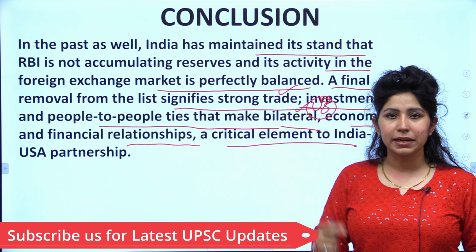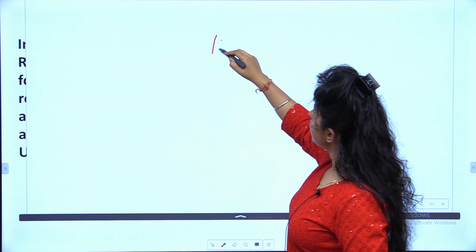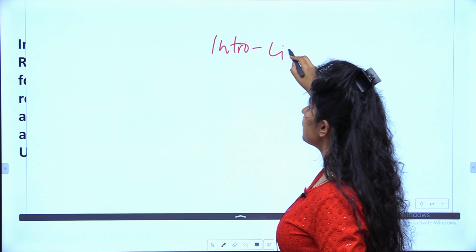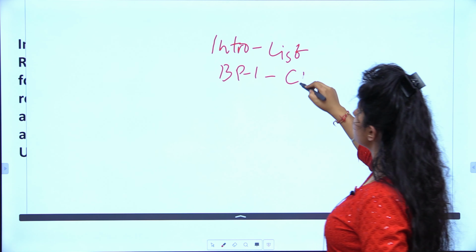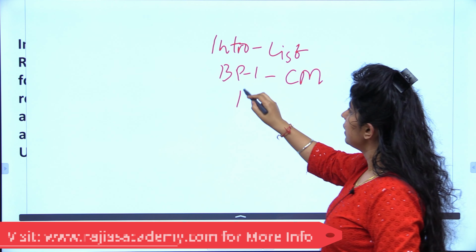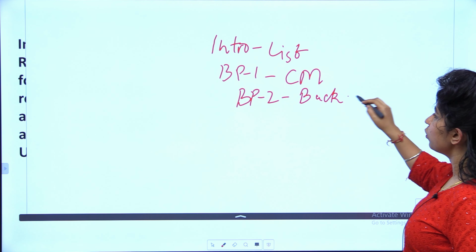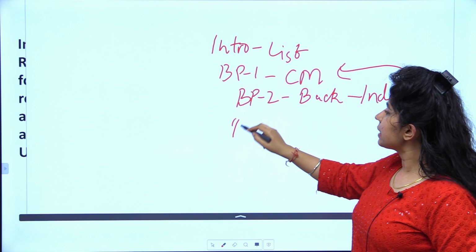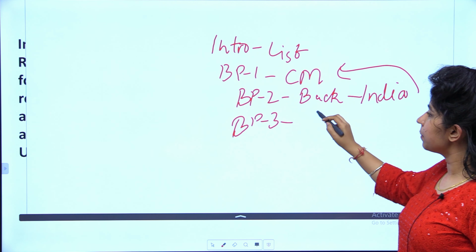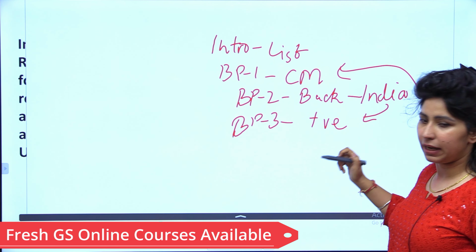So, you started by talking about the list. What we did was, in the intro, we talked about the list. In our body paragraph 1, we talked about what a currency manipulator is. In body paragraph 2, we talked about a brief background with regards to India on this list. In body paragraph 3, we talked about what positive impacts this removal has on India.